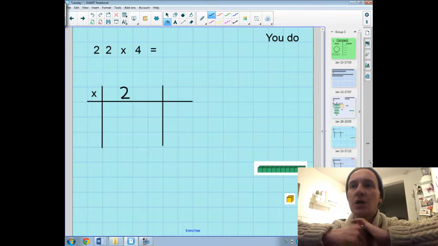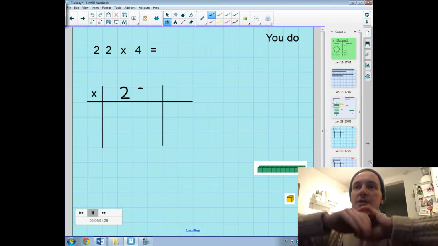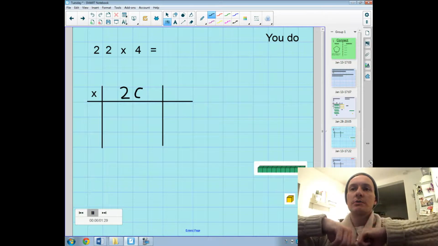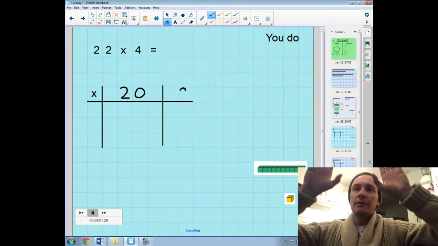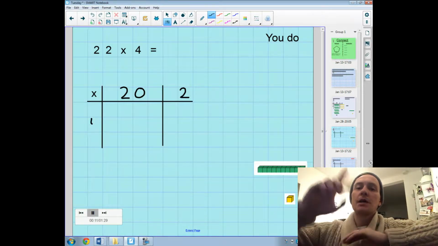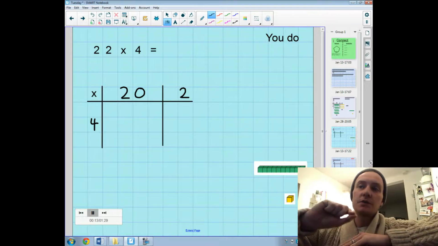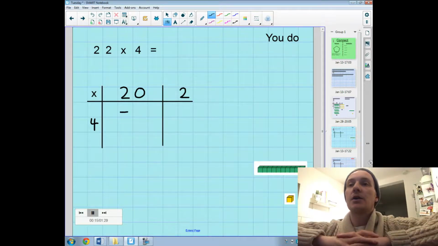So we're going to partition that 22, and what that means is we're going to split it into its parts. So we've got 20 and 2, and we're going to put those in separate columns, and we're going to take the number that we're multiplying by, which is 4, and we're going to put it in the left hand margin.